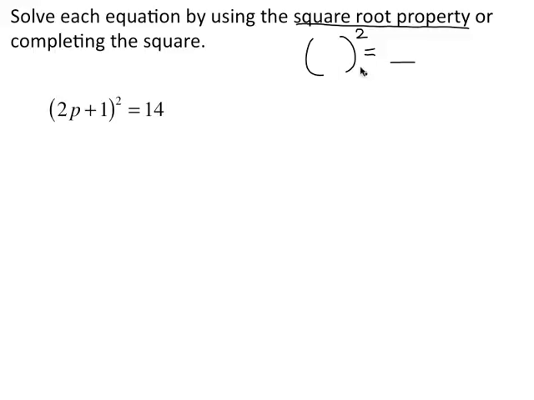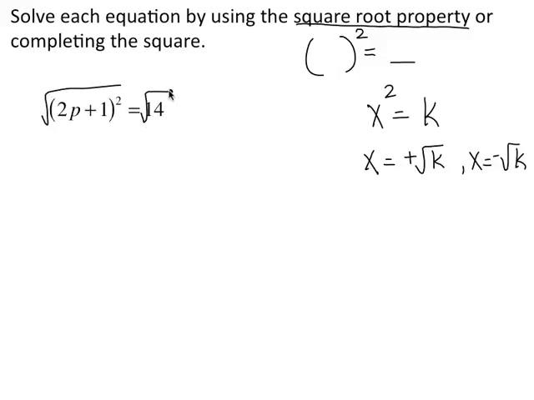So to solve it, we're going to use the square root property that states that if I have x squared equal to k, then x is equal to the positive square root of k, and the negative square root of k. So here I'm going to take the square root of both sides, and then if I take the square root of (2p + 1) squared, I'm going to end up with 2p + 1. So recall that taking the square root of something and squaring it just undoes what's being done. On the right hand side, I'm going to get plus or minus the square root of 14.